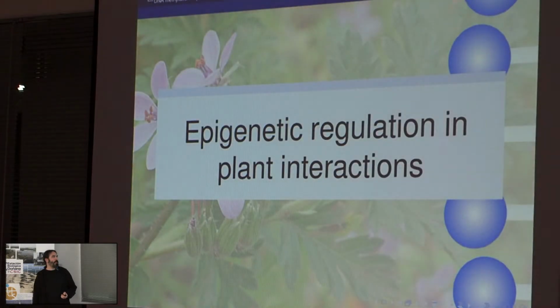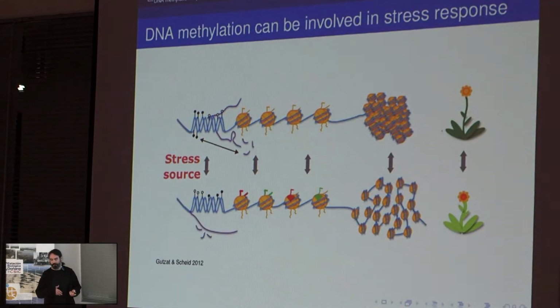All right, so I'm going to start with the second line I'm involved in. This time it's about epigenetic regulation in plant interactions. I showed you an example with the tobacco, whose methylation pattern in a gene was apparently regulated by DNA methylation when exposed to a stressor. In this case, it was a virus.